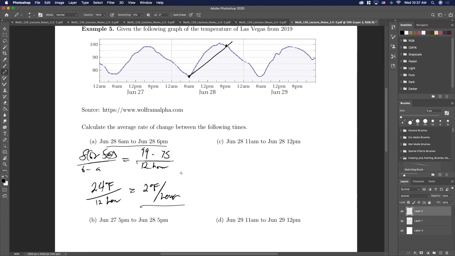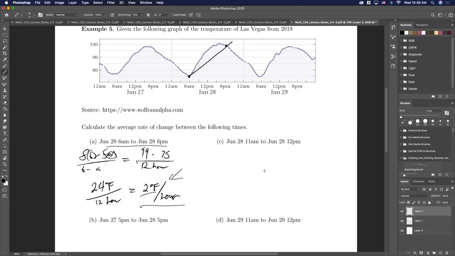Is everyone following how I got to this right here? Yes, no, maybe. I got a ditto. Okay. Yes. Okay. Which is good to know. So if you're doing work outside during the summer, start at 6 a.m. and then every hour you wait, you're getting 2 degrees hotter.